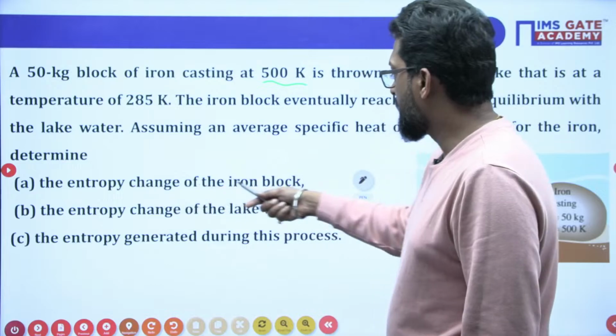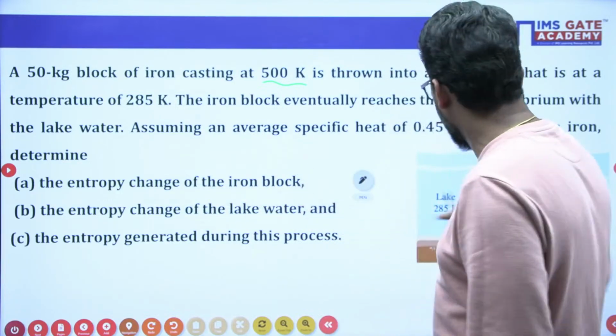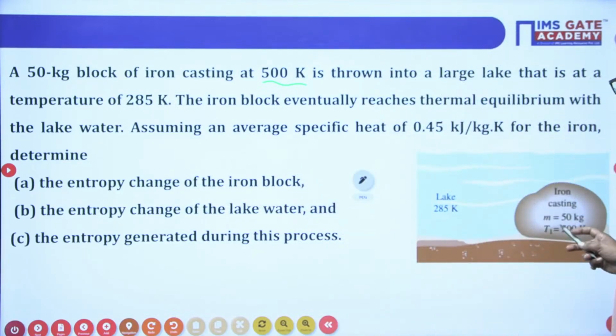And the entropy change of the iron block is within the iron. What is the entropy change? Why? Because beta, if you throw this in, the iron block temperature will change.